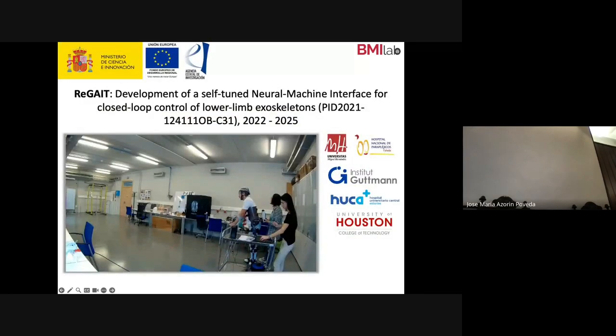Anyway, I have to say that we needed to improve again the quality of the BCI, because the accuracy of the system was about 75%. So we needed to improve the accuracy of the BCI. So we started very recently a new project that is called Regate. This is a very big project that is done with other institutions, with Institut Guttmann here in Barcelona, with the Spinal Cord Injury Hospital in Toledo, and also with the University of Houston and the Hospital Universitario Central de Asturias. In that project, we are trying to develop a new kind of rehabilitation therapy. Here, I'm going to talk only about something that we are doing related with the brain-computer interface.